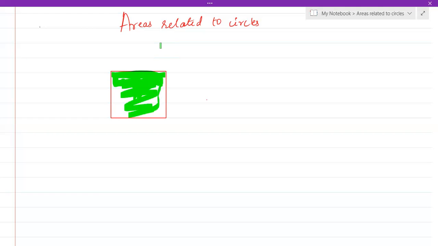You take any figure, the region inside that figure, as I'm shading here. This region, the green color region or the portion, we call it area. So this is the area of a square. Now the chapter is areas related to circles, so we're going to concentrate only on circles. I hope you understood the meaning of area. Area is simply a region inside a given figure.